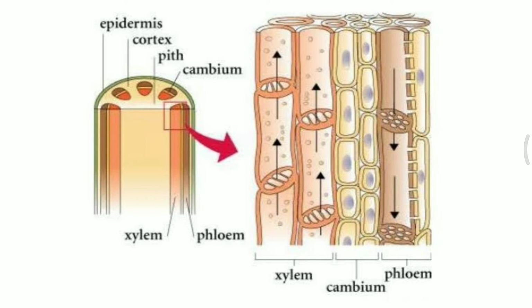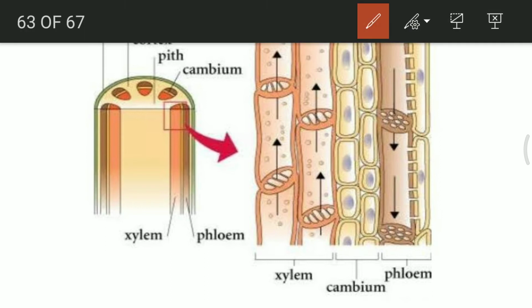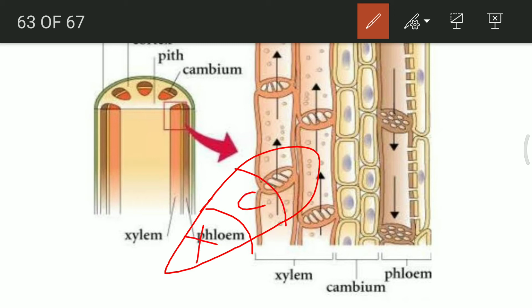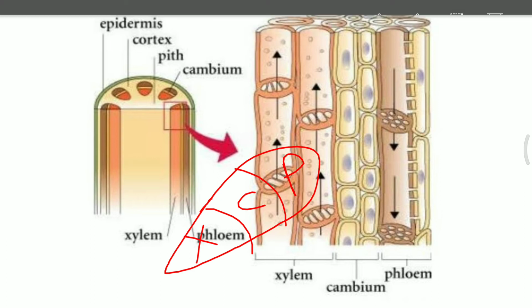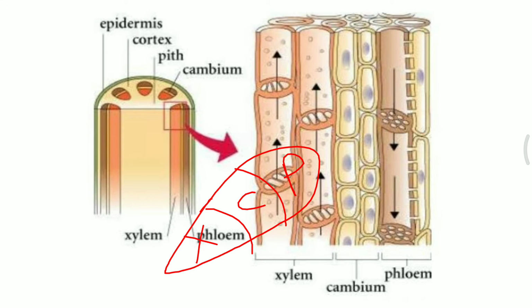Between the xylem and phloem, there is the presence of one layer. That thin layer which I was talking about is the cambium. So if we want to understand this triangular structure, this is xylem, this is cambium, and this is the phloem. I hope now it is quite clear. So xylem, cambium, and phloem.